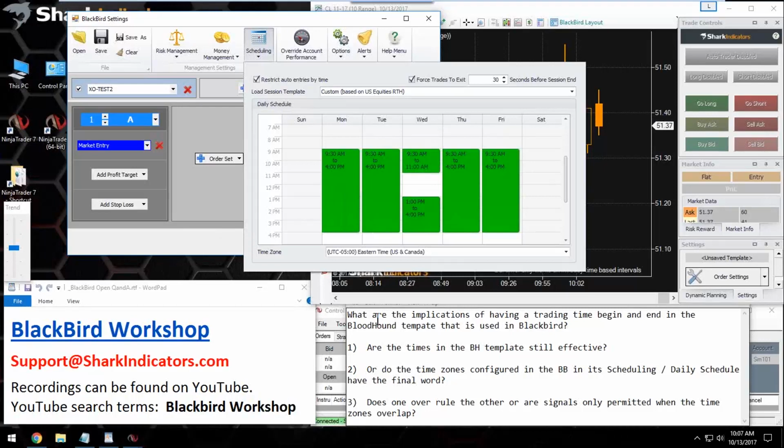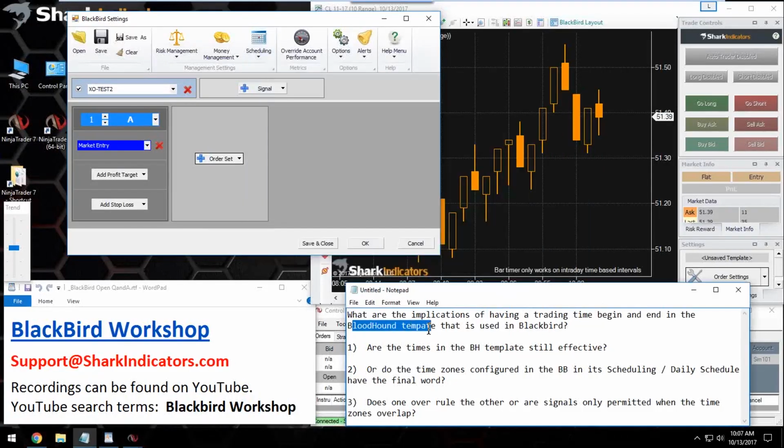Okay. So all right. So now to get started here. We have a question about how does BloodHound's session template and Blackbird's scheduling, how do they operate together? How do they coexist together? How do they interact with each other? Right, so here we go. So we'll start off with question number one.